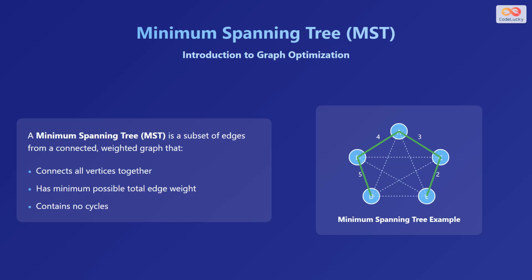Let's dive into the world of graph optimization with an introduction to the minimum spanning tree, often called MST. A minimum spanning tree is a subset of edges from a connected, weighted graph that connects all the vertices together. It achieves this with the minimum possible total edge weight, and importantly, it contains no cycles. Think of it as the most efficient way to link all points in a network.